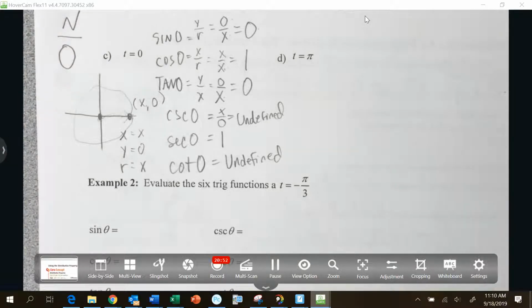Good. Can you try D? The same way that we just did C. I'm going to do it silently. I want you to try it to see if you can get it. If not, I'm going to be doing it as well up here.